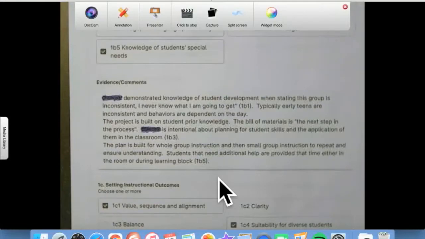So when I talk about things like that, we also have to talk about the scaffolding. In this case, my scaffolding is that the project is based on prior student knowledge. So the bill of materials is that next step in the process, sort of reiterating what we had earlier. It's intentional about planning for skills and application.